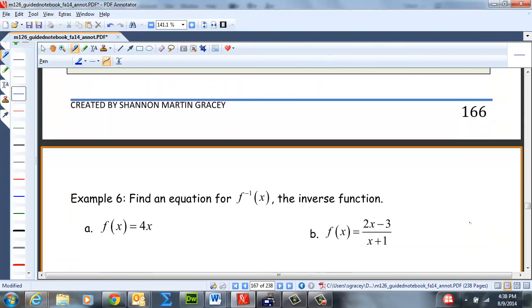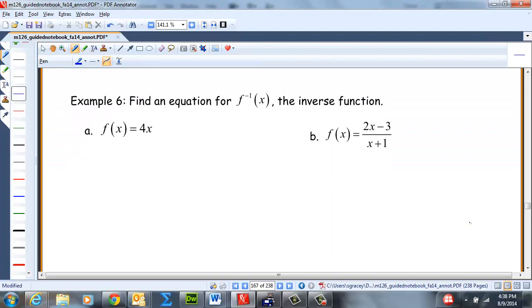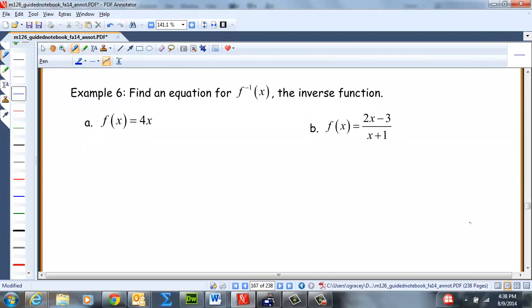Okay, so let's find an equation for f inverse at x for these two examples. My kitty is helping us today with the math. I don't know if you can hear her meowing. All right, so let's put our steps in the middle.